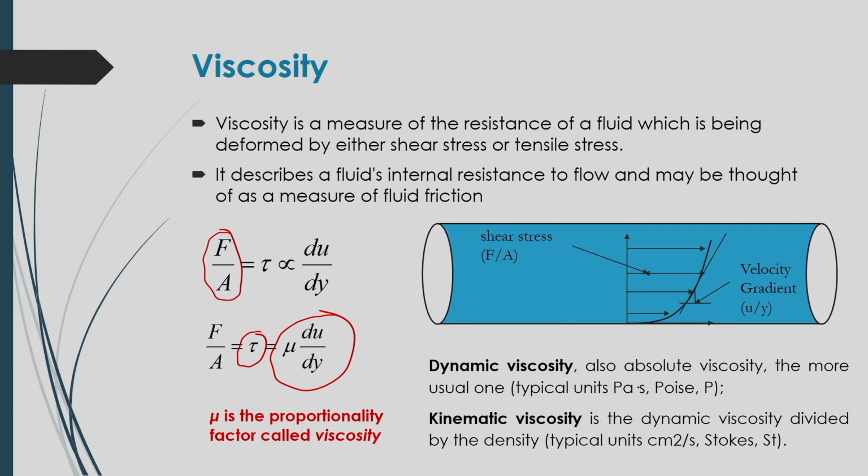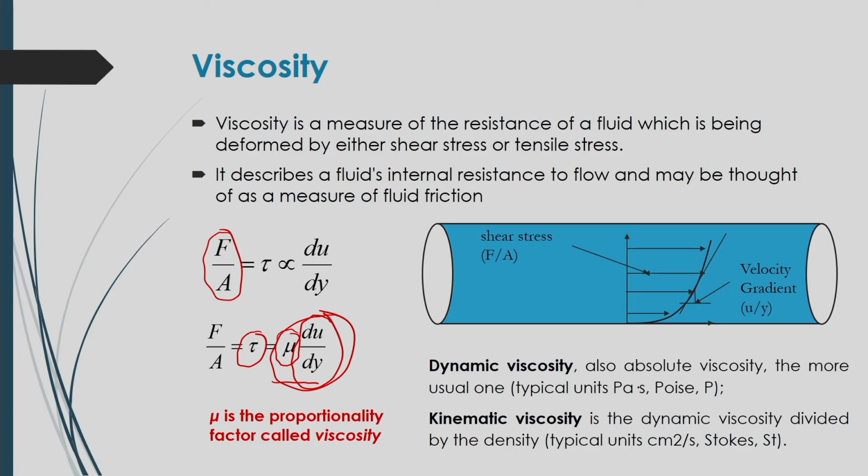Now, this resistance of the flow is measured by the shear stress. This shear stress is proportional to the velocity gradient of the fluid, and it is represented by mu into du by dy, where du by dy is called the velocity gradient in the y direction, and mu is called the proportionality constant. That proportionality constant is called viscosity. So, viscosity is basically a measure of resistance of the fluid which is being deformed by either shear stress or tensile stress.